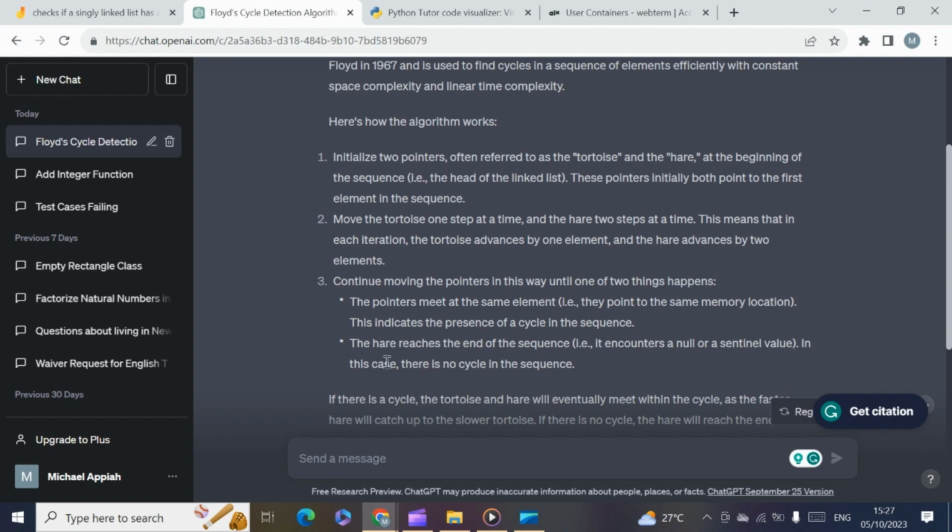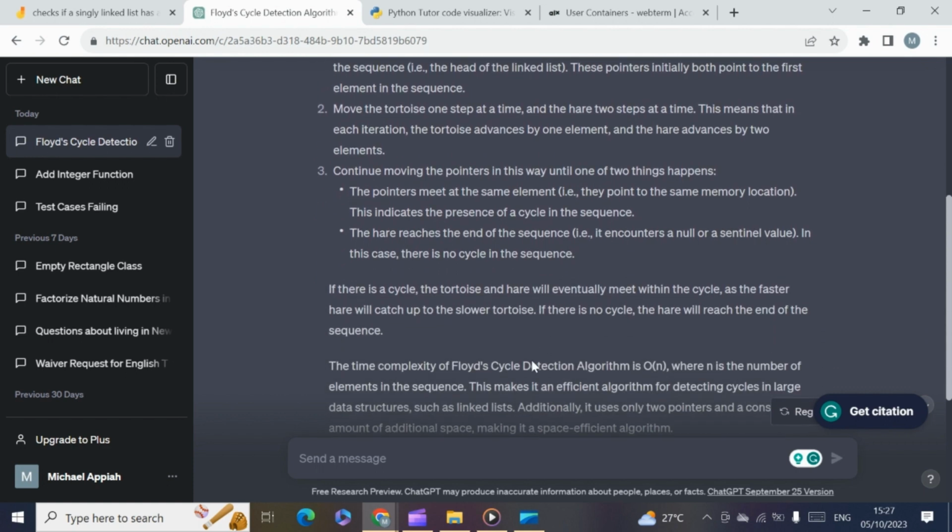Number two, the hare reaches the end of the sequence, that is, it encounters a null or sentinel value. In this case, there is no cycle in the sequence. Since the hare is moving faster, if there is no cycle, it will get to the end of the list or the end of the sequence without meeting the tortoise, or without meeting the other pointer. I hope it makes sense.